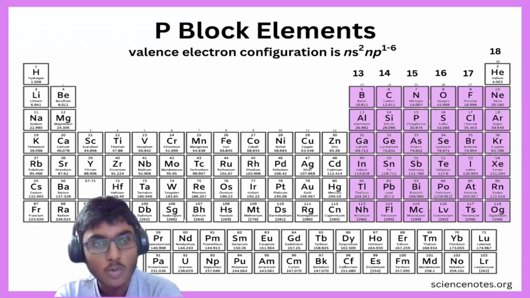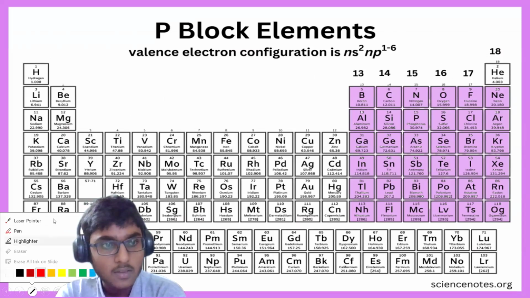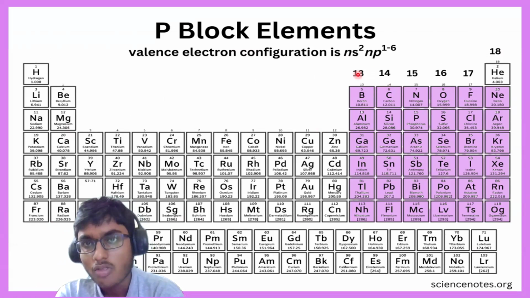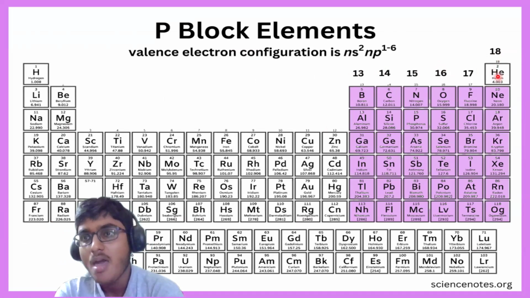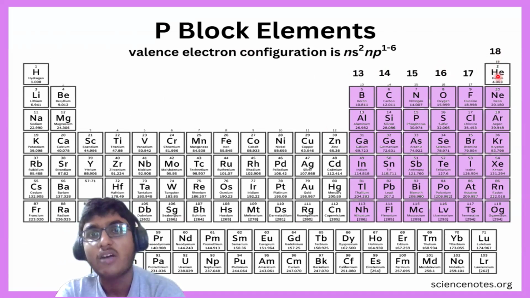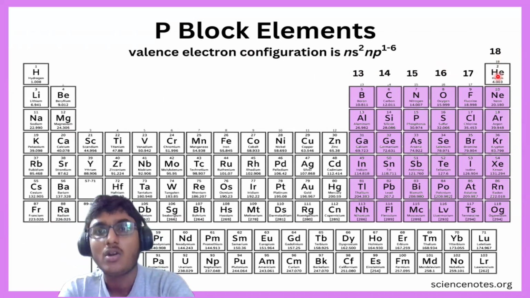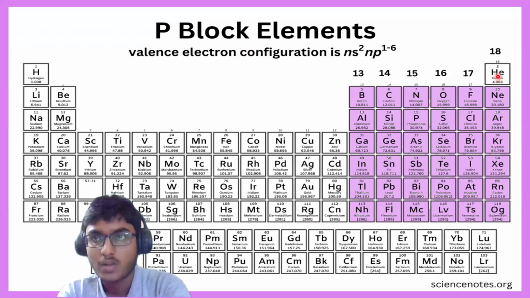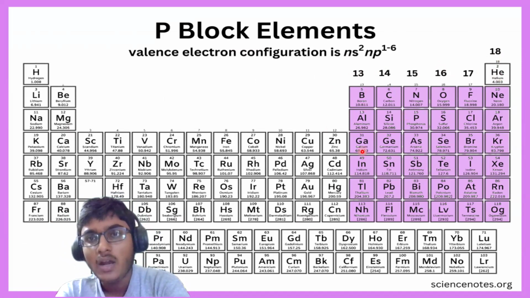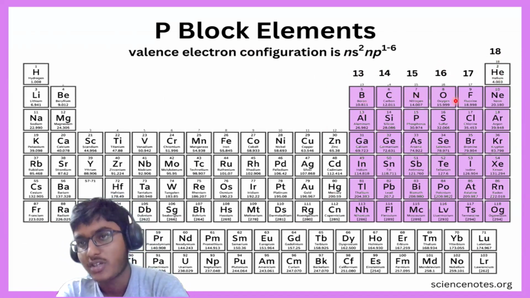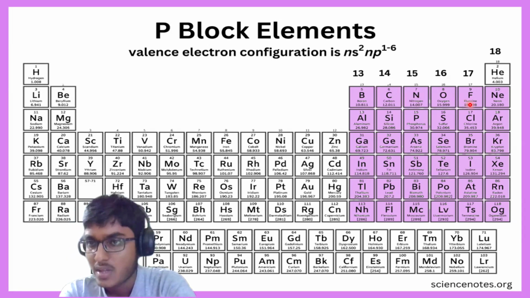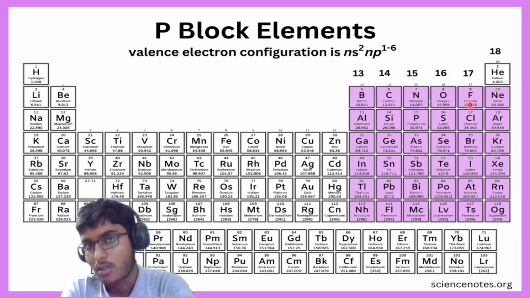This is the group from 13 to 18, and you can see group 13, group 14, group 15, group 16, group 17, and group 18, except helium. Because helium does not have the general configuration where the electron enters the p orbital; it enters s only, which is 1s2. So this is the period, and this is the group. So boron family, carbon family, nitrogen family, oxygen family, fluorine family, and neon family. These are the families of the p block elements.